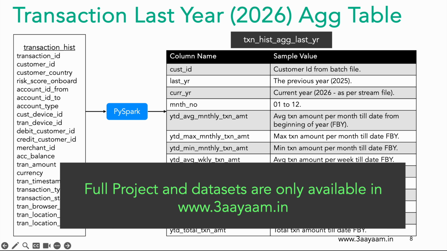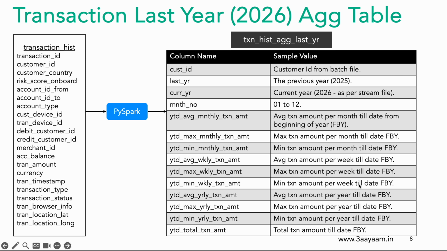We have average weekly and yearly also, and I have a column only month number. You can mention or you can add a column week number also for a particular month, because there's YTD, max weekly transaction count. So in a particular month, what was the maximum transaction amount per week till date from beginning of year? Similarly, minimum transaction amount per week till date from beginning of year. Average transaction amount per week till date from beginning of year. So I think you should add one more column, which is week number.